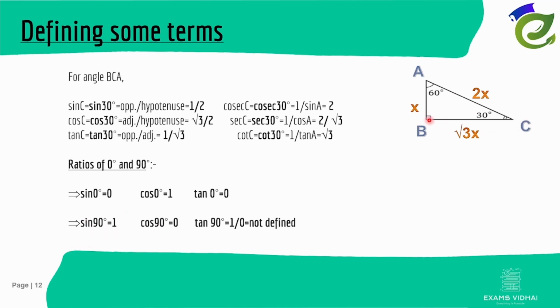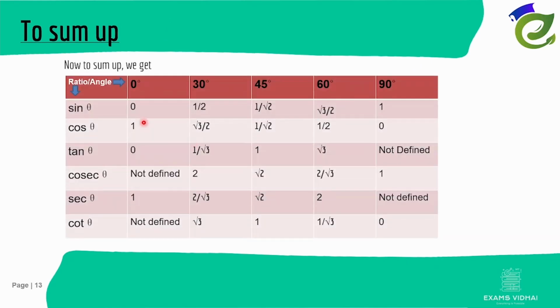Now for cos for 90 degrees, you just visualize over here: for 90 degrees you don't have any adjacent side, you have only the opposite side. So cos 90 will be adjacent by hypotenuse. For adjacent there is 0, and the hypotenuse is 2x, but it doesn't matter, so 0. And tan 90 is sine 90 by cos 90. Now 1 by 0 is not defined, so we say tan 90 is 1 by 0, and it is not defined. Now to sum up, we have this table.